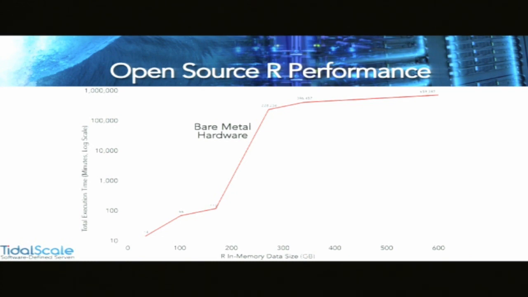So this is an example of why you want stuff to be in memory. Because the minute you go over the cliff, things become impractical to do. So what happened with TidalScale? Here's the TidalScale curve.